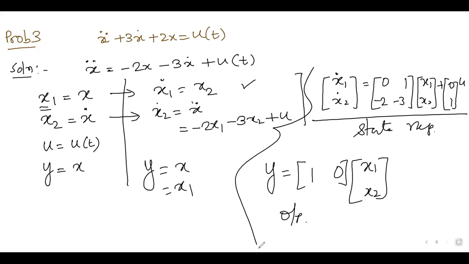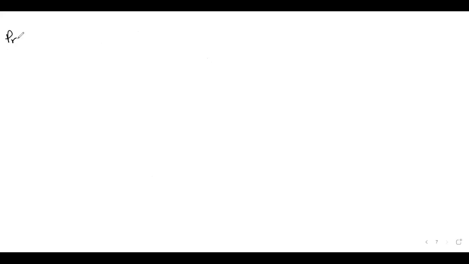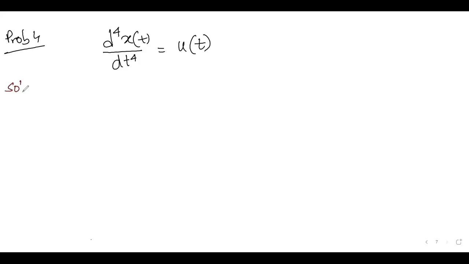Okay, let us consider another problem. Problem number 4. Find the state variable representation of the system whose dynamic equation is given by d4x/dt4 is equal to u(t).